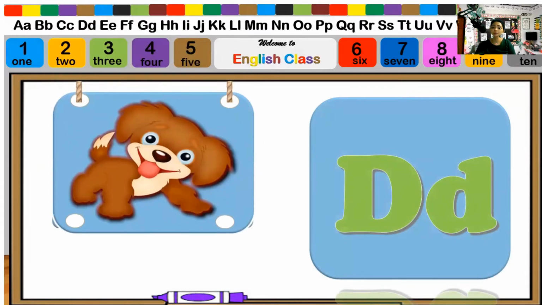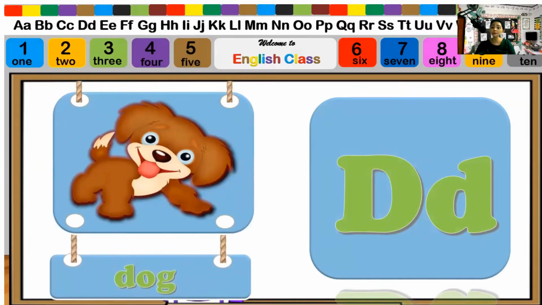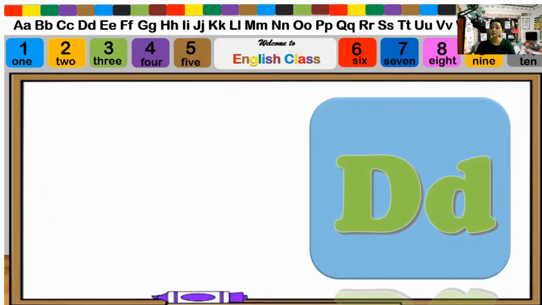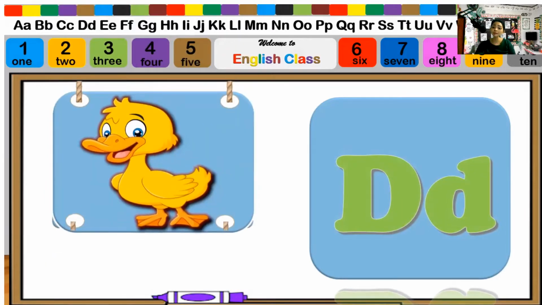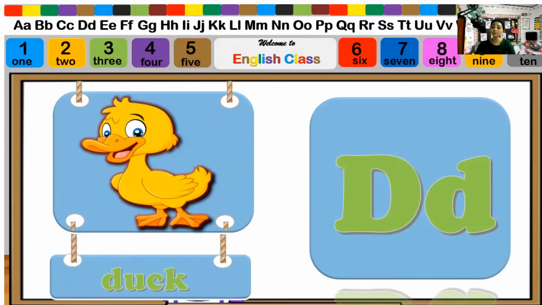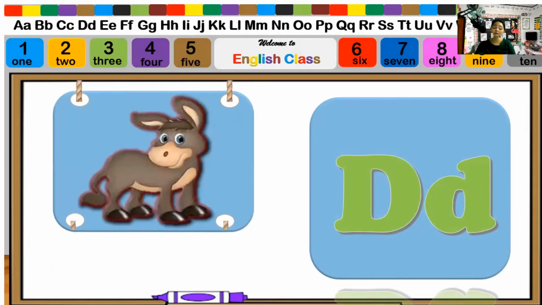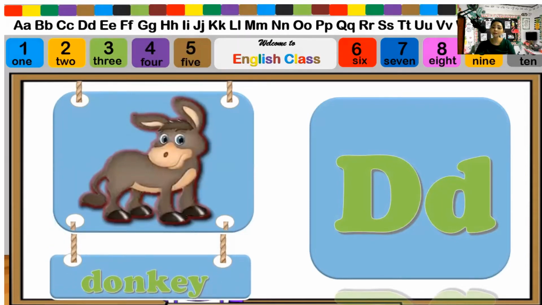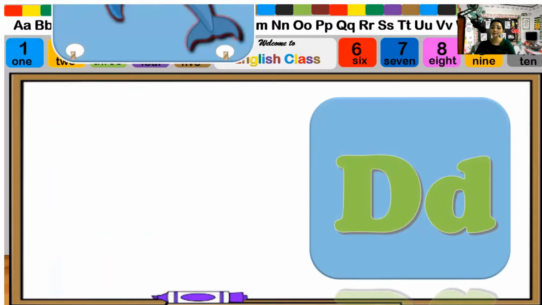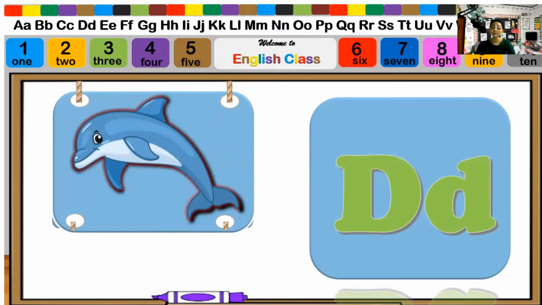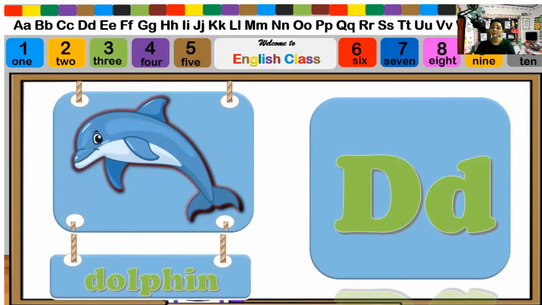Okay, it's a dog. Dog. Then we have duck. Then we have donkey. Donkey. It's a small horse. And then we have dolphin. Dolphin.